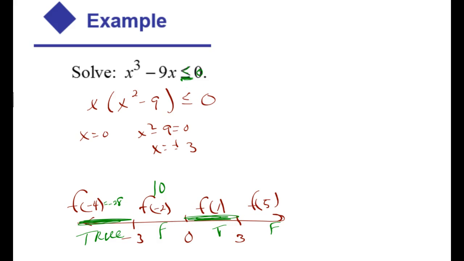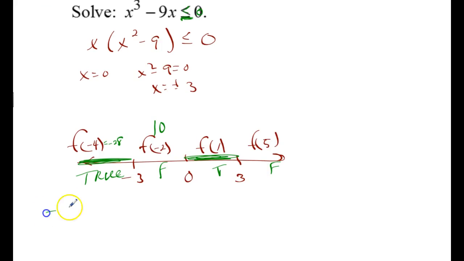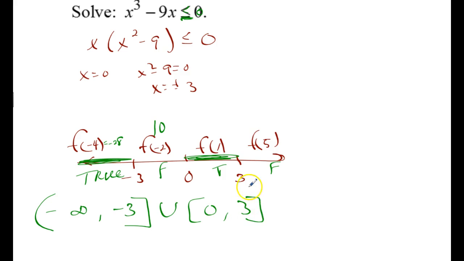So now I have brackets. So from negative infinity up to negative 3, but this time I can include the negative 3. I can never include infinity, in union with brackets 0 to 3. So how do I know that it's a bracket? Well, I can include it. It's kind of like having a closed dot there as opposed to an open dot.